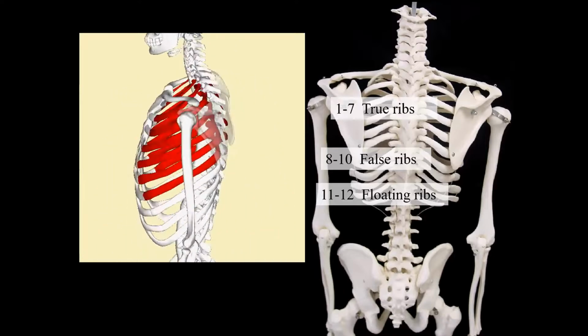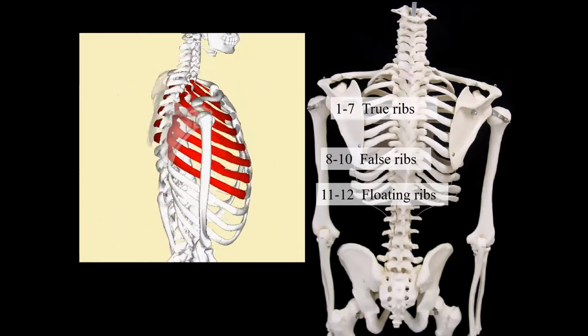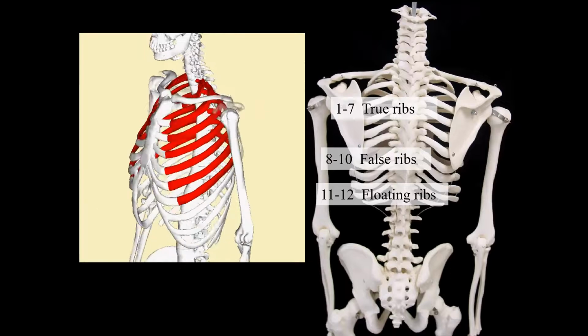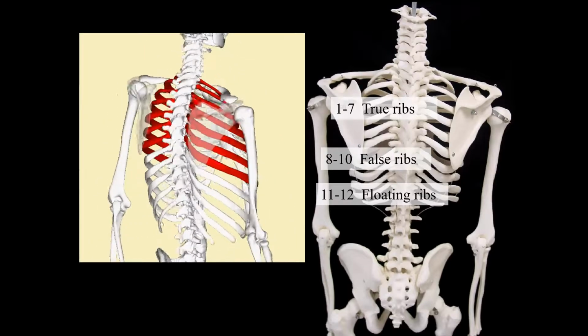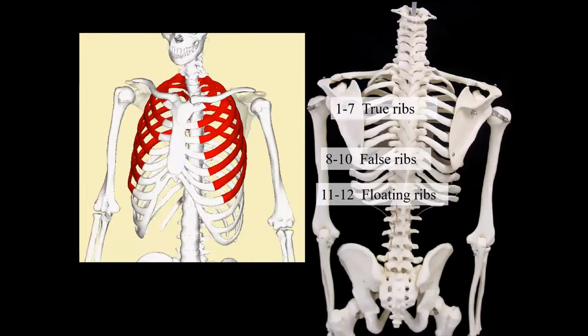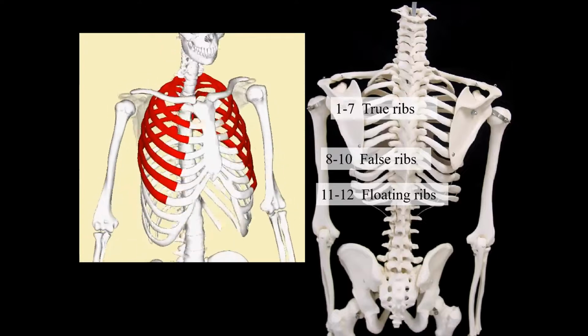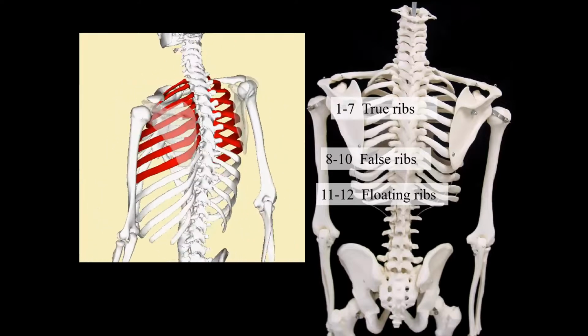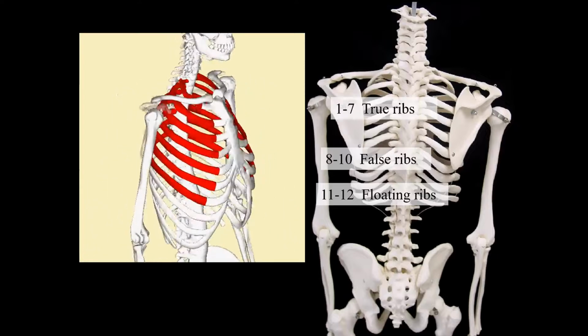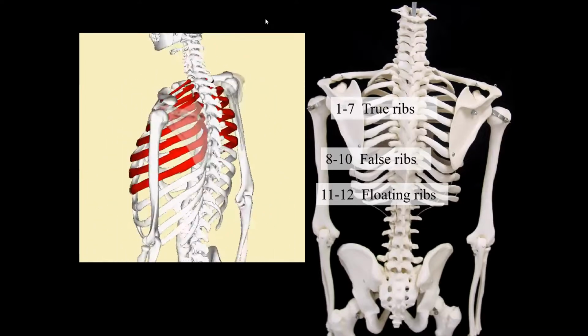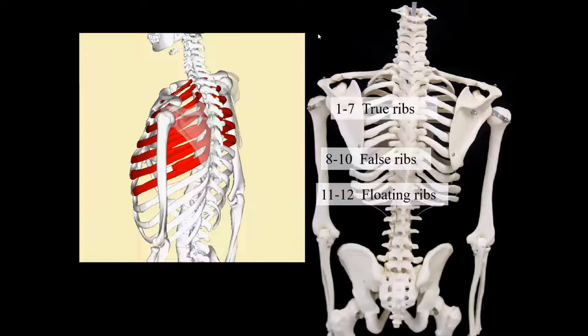So the first 7 pairs attach directly. 8, 9, and 10 attach indirectly. If you look at this model, you can see that 8, 9, and 10 are down here. And here is 1, 2, 3, 4, 5, 6, 7. This is the 7th rib down here. 8, 9, and 10 are below that. Let me see if I can show it on here. Okay.